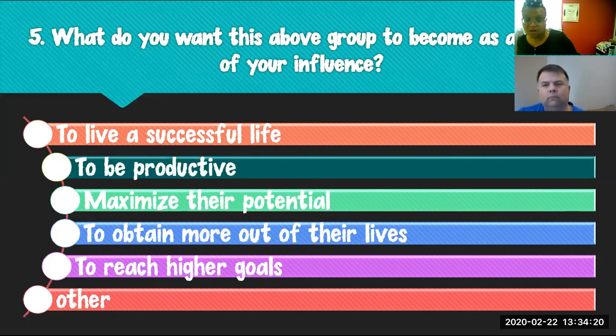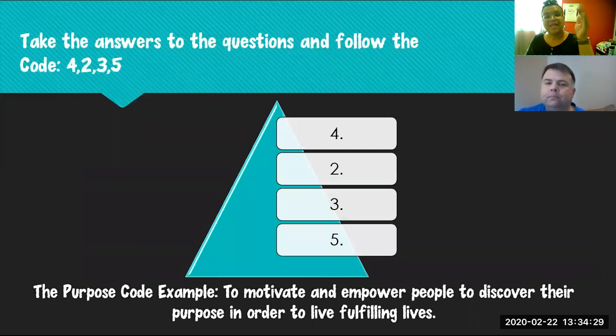Those are the only questions I'm going to ask you. And so now we're going to put this all together. Are you ready? Let's do it. So now what you're going to do, you're going to take your answers and you're going to, on another part of your paper, write them in this order. Whatever you wrote for number 4, you're going to put that first. Whatever you wrote for number 2, you're going to put that second, number 3, and then number 5.